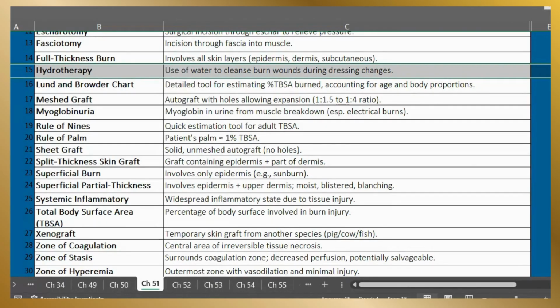Hydrotherapy, it's use of water to cleanse burn wounds during dressing changes. So it aids debridement and comfort, and helps prevent infection.